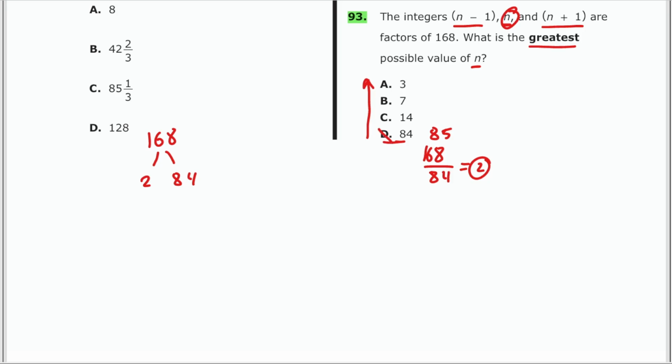Now for C, since this is n, the n plus 1 is going to be equal to 15. Now here's the thing, 168, right? So let's do it here. 168, right? Divided by 15. Does not work. Why? Because 15 is divisible by 5. 168 is not divisible by 5. How do we know that? 168 does not end with 0 or 5, while 15 ends with 5. So therefore, C is off.